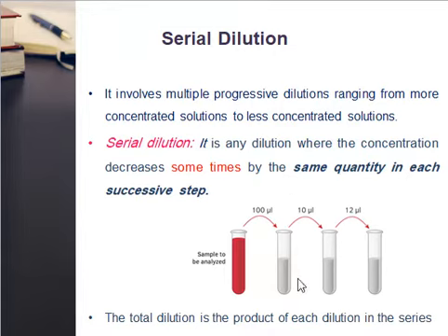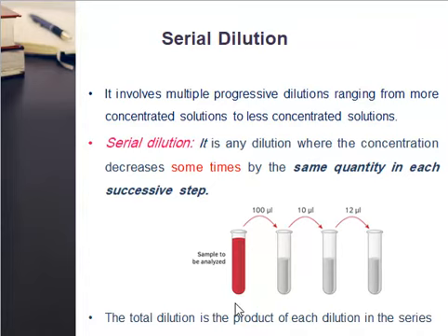This figure explains the serial dilution. Here is a sample to be analyzed. A certain volume, 100 microliter, is transferred to the first tube that contains a certain volume of the diluent, and then 10 microliter is transferred to the second tube that also contains a certain volume of diluent, and then 12 microliter from tube 2 is transferred to tube 3 that also contains a diluent.